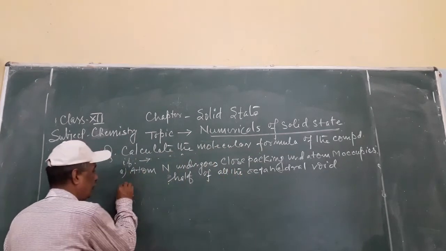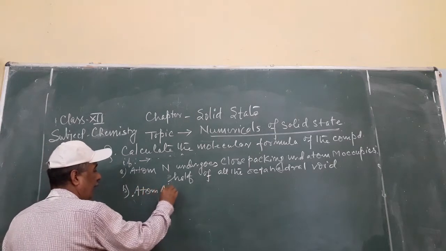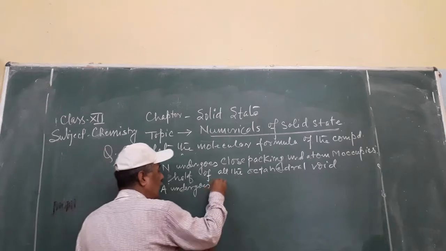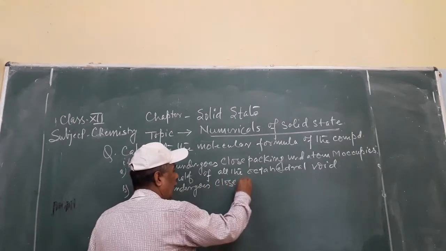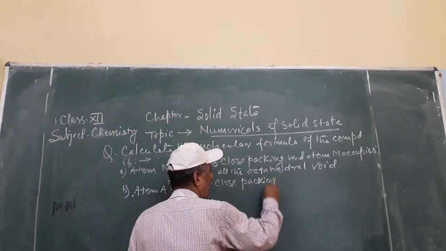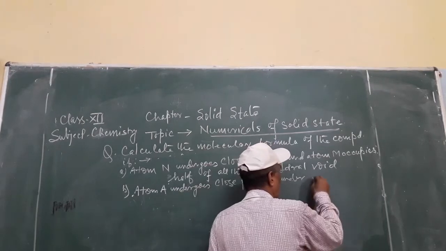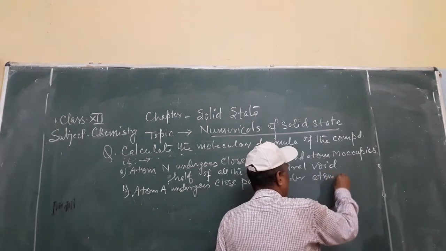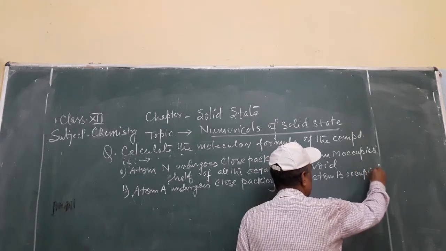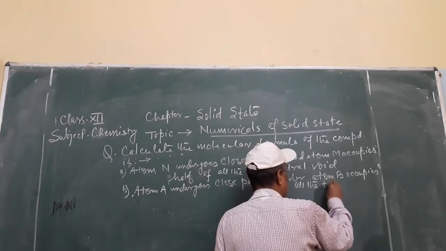Second, atom A undergoes close packing and atom B occupies all the tetrahedral voids.